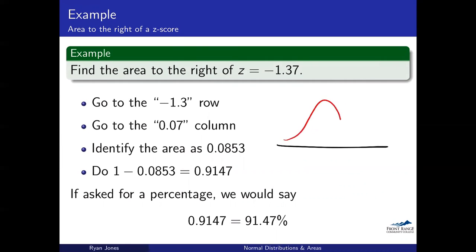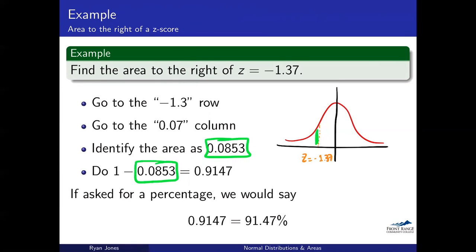Let's make that a little bit more like a bell. So we've got a normal distribution there. Took me a couple tries to draw that. And we have a z-score that looks, I don't know, let's just say it's right there. Z equals negative 1.37. What we did here is in the green, we found this area right there. It's all of that area right there. And that area was 0.0853.